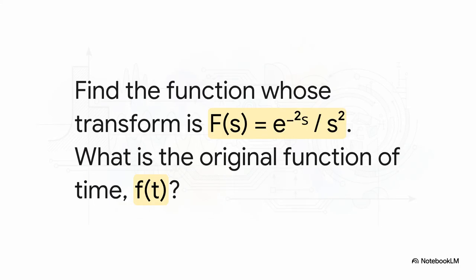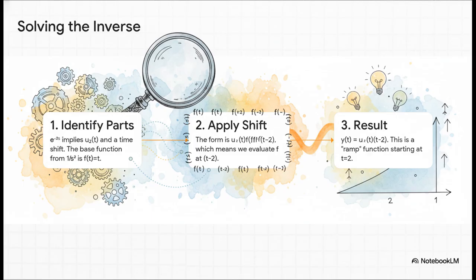We are given the Laplace transform f of s equals e to the minus 2s, all divided by s squared. Our job is to work backwards and find the original function of time, f of t. I like to think of this as a bit of detective work. That e to the minus 2s term is our biggest clue. It immediately tells us two things. We're dealing with a step function that turns on at c equals 2, and the rest of the function is shifted by 2. So what we do is we ignore the exponential for just a second and find the inverse of the base function, 1 over s squared, which is just t.